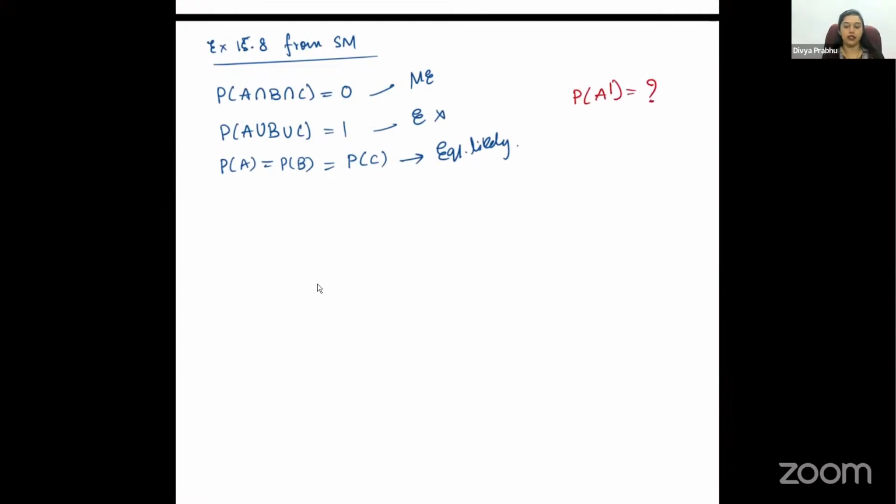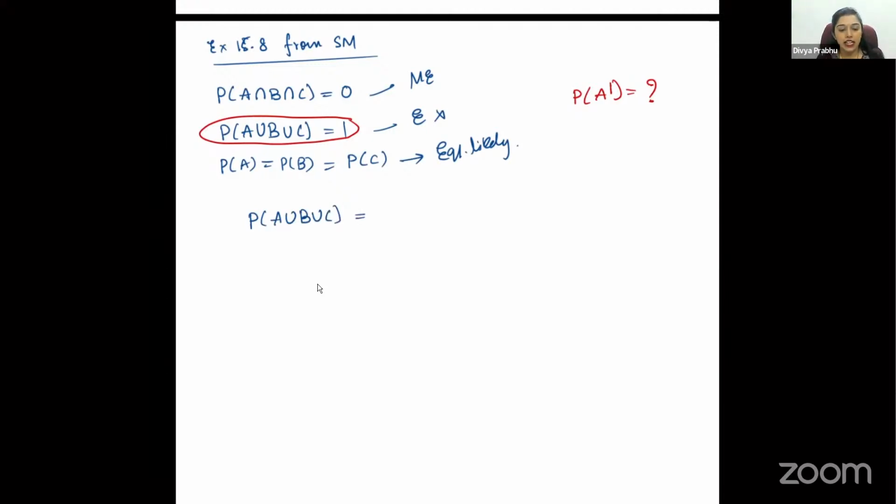This is what they are asking you. So when such a question is there, always remember, you can start with this. Basically, you can start with the formula of probability of A union B union C is equal to.